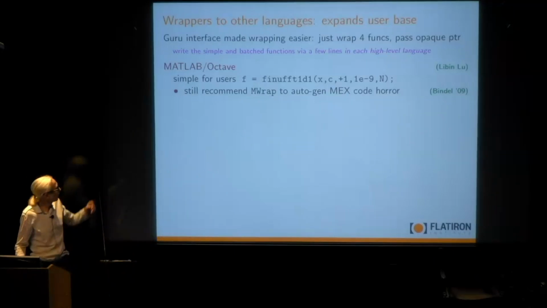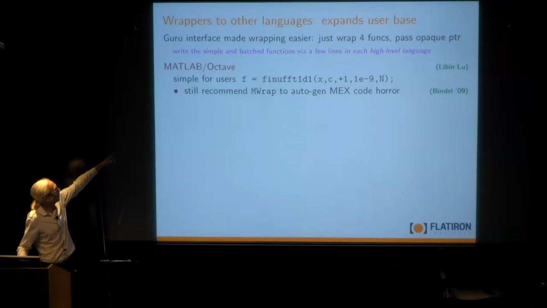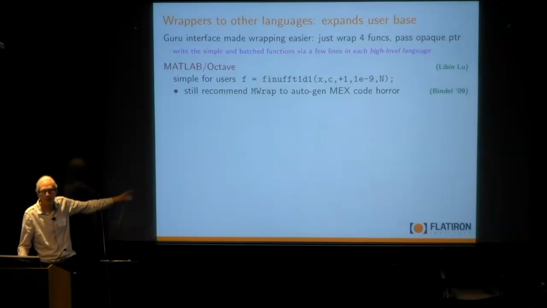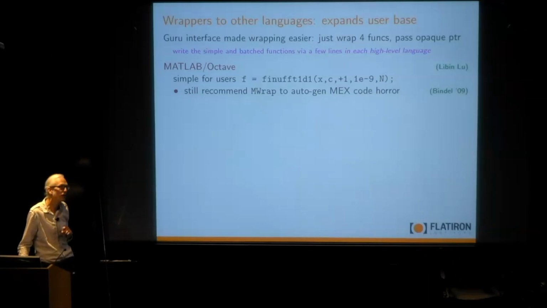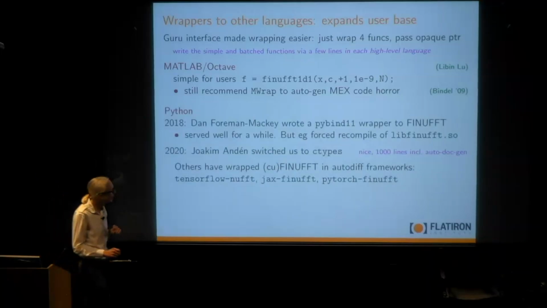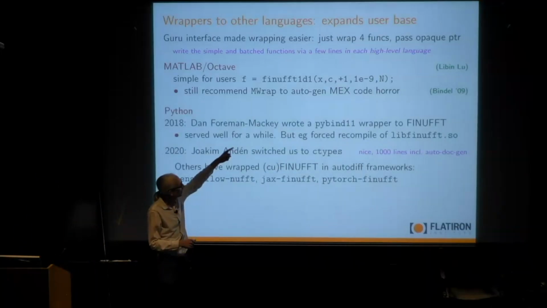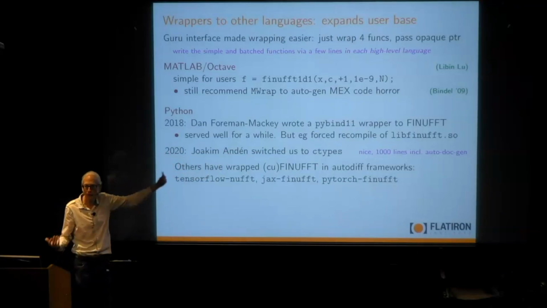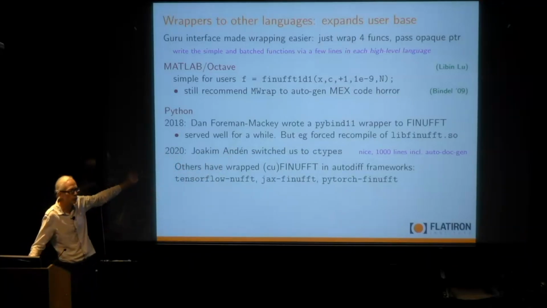Okay. I still recommend, and people argue, but there's this thing called MRAP that David Bindel wrote, and actually some friends of ours maintain, including Libin Lu here, to auto-generate the MEX code horror that you need to wrap those guru C functions. Okay, Python. Dan Foreman-Mackey here at CCA wrote a pybind11 wrapper to FINUFFT, and this worked for a while, but it forced us to recompile the library, things like that we didn't want to do.